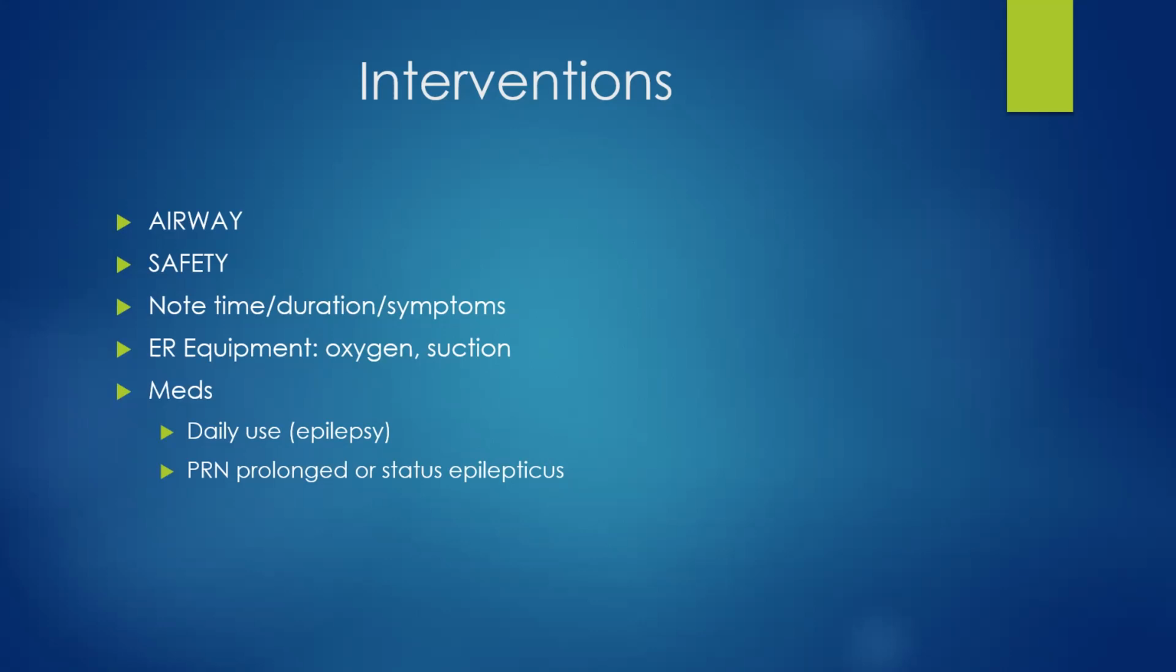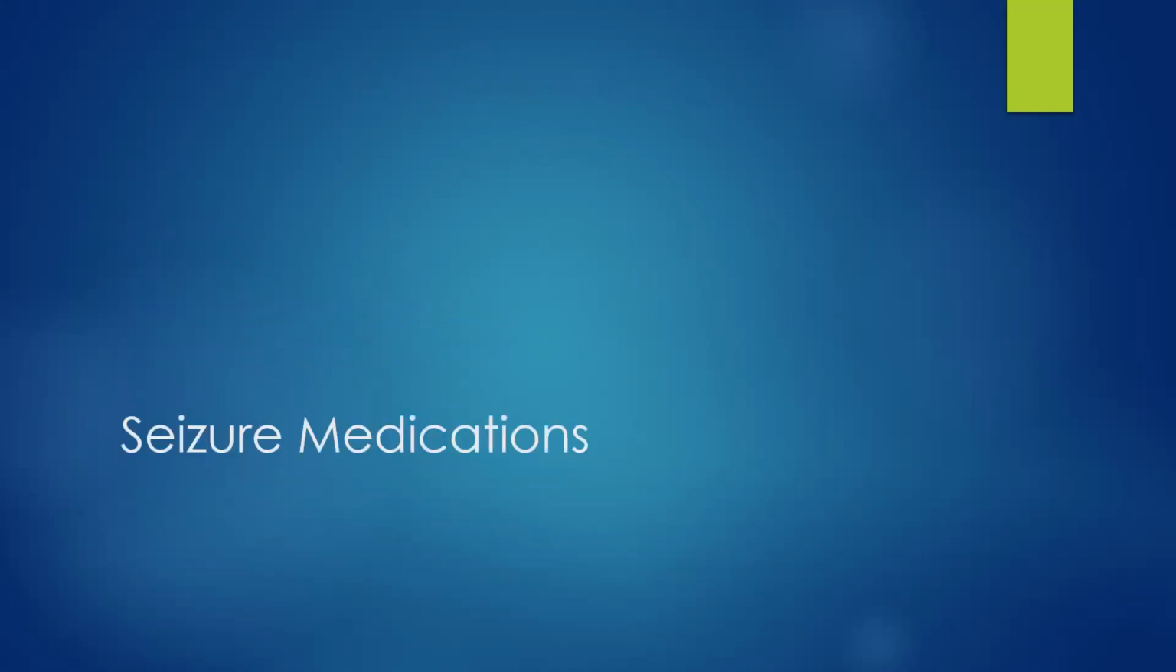The fastest way to get something into a system is going to be through IV administration. So therefore, you always want to make sure you have an IV in place. Medications, of course, there is daily use of medications. This would be more of your epilepsy or seizure disorder, or you could have what we call PRNs, or as needed, and that would be, again, either prolonged or status epilepticus.